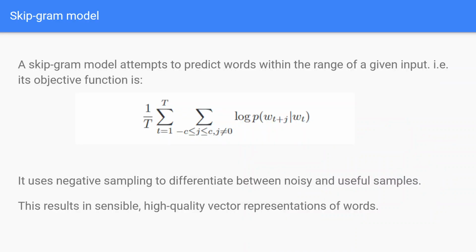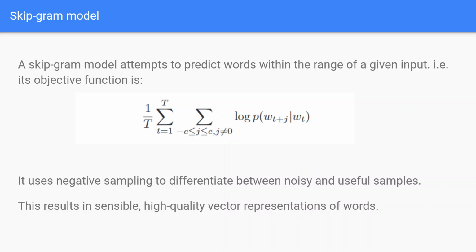Skipgram model. A skipgram model attempts to predict words within the range of a given input. That is, the objective function is given here. You can see the log probability being predicted here is the (t+j)th word given the tth word. That is, the (t+1)th word is not being predicted; the (t+j)th word is predicted.